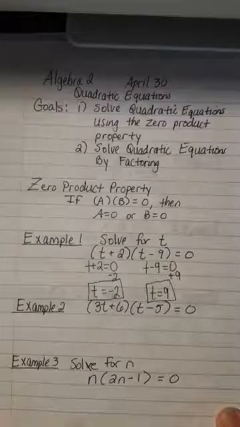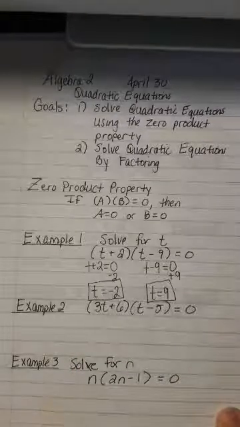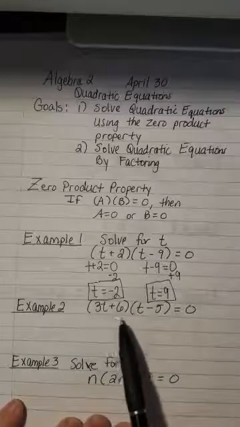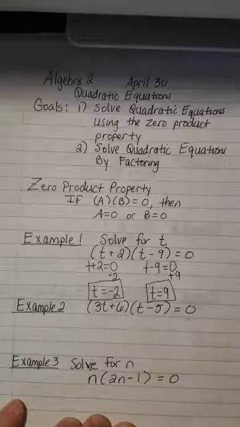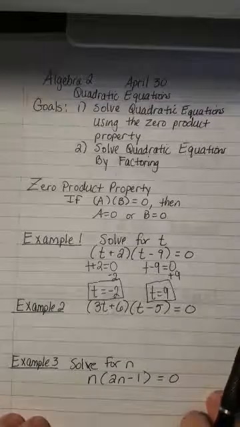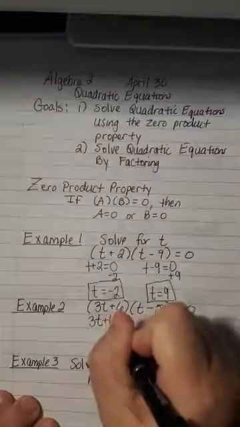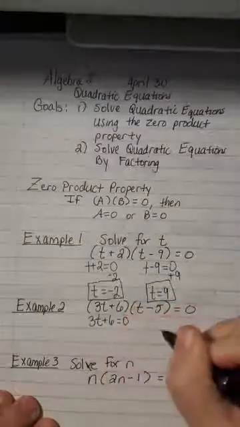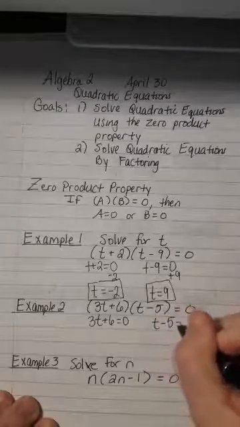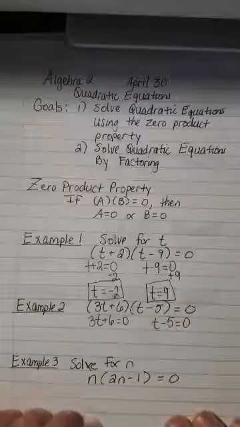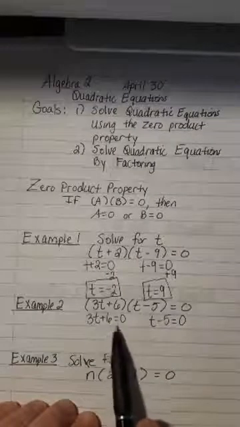All right, let's move on to example 2. (3t + 6)(t - 5) = 0. So once again, I know that 3t + 6 has to equal 0, or t - 5 has to equal 0. And then I just take each equation and solve it. So let's start with this equation.